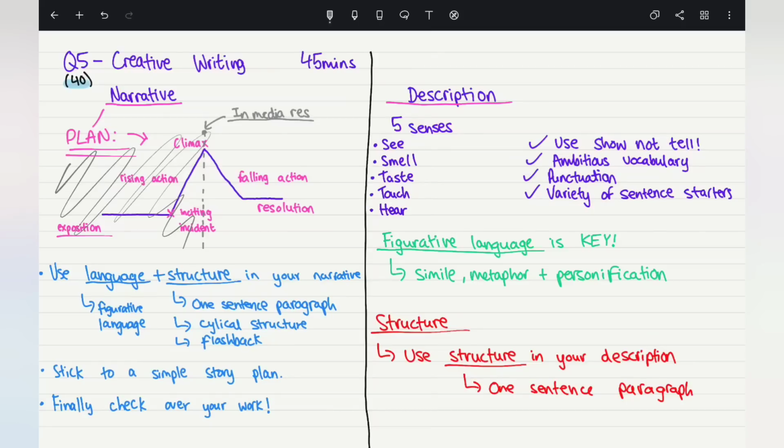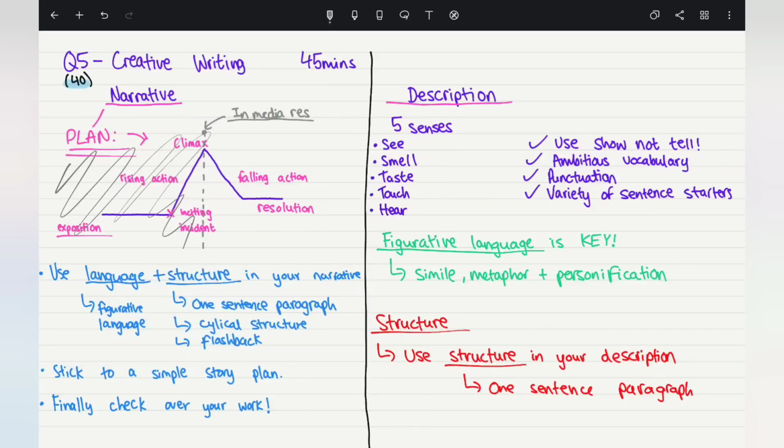So number one, we can use a one sentence paragraph. Number two, we can use a cyclical structure where the narrative starts and ends in the same place or same location. And thirdly, we can use a flashback. So these are some examples of structure that you can use easily in your exam on Monday.